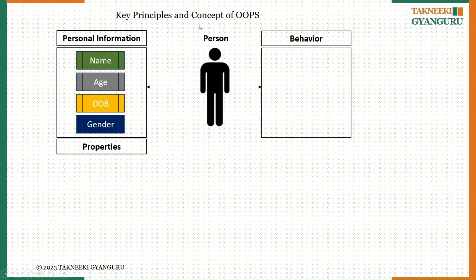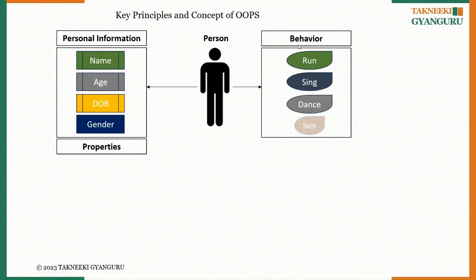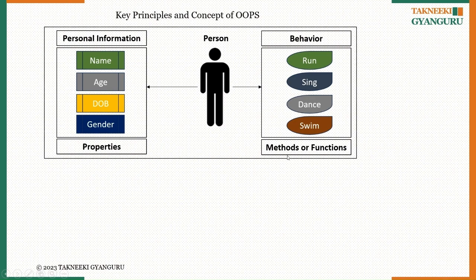And this person should have behavior like he can run, he can sing, he can dance, or he can swim. And this behavior is called methods or functions. So this person should have the personal information and behavior. The personal information is called properties and behavior is called methods. And if this person has the personal information and behavior, that is called a class. The class consists of properties and methods.